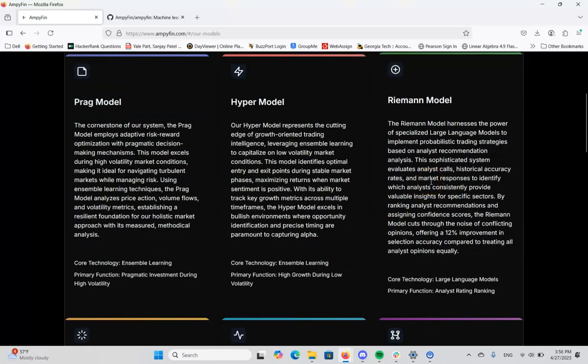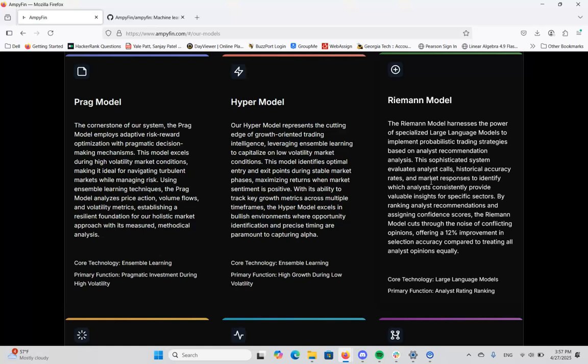The Riemann model is to evaluate analyst calls. So it actually does ensemble learning on the analysts. It ranks those analysts and gives them credibility ratings, which are then later multiplied with their decision to get the overall decision of the Riemann model. So that's a little bit more convoluted. So I will discuss it a little bit more in detail.